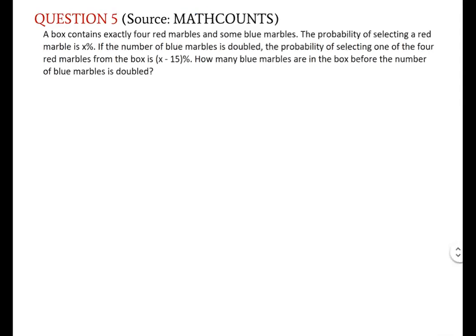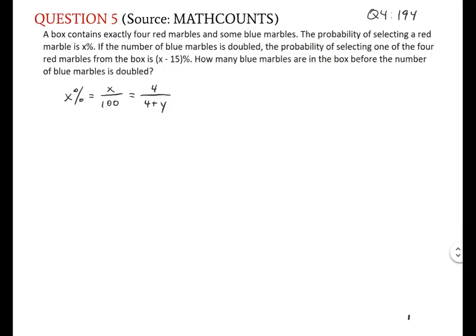Okay, question 5. This question has a lot of algebra. Well, just a lot of work. So we know the probability of selecting a red marble is X percent. That is basically X over 100, and basically 4 over 4 plus y. We're going to call the number of blue marbles y.